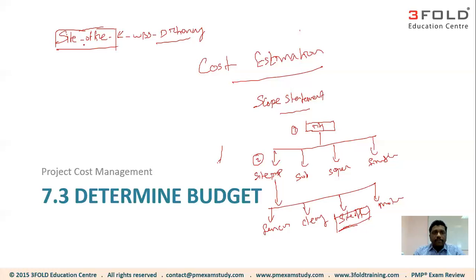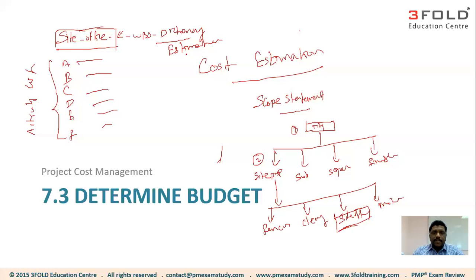Now what we will do in a particular process called define activities is we break down the site office into activities like activity A, B, C, D, E, F, and so on. This is called the activity list. Likewise, each of the work packages will have an activity list. Once we have the list of activities, that's when the estimation starts.